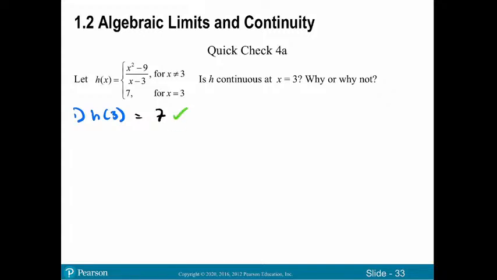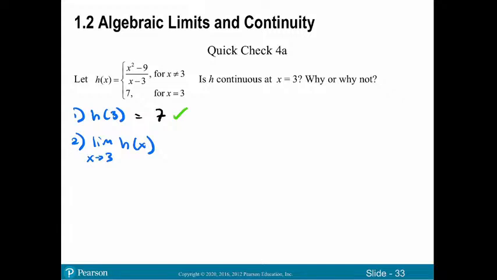Next, we need to consider the limit as x approaches 3 of h of x. Is the left hand equal to the right hand? I think we did one similar to this. If we just plug in 3, we get 0 over 0. Generally 0 over 0 appears as a hole in the graph, but usually the left hand limit and the right hand limit line up. So this is one where we can simplify.